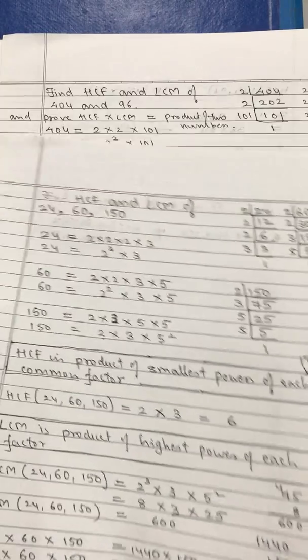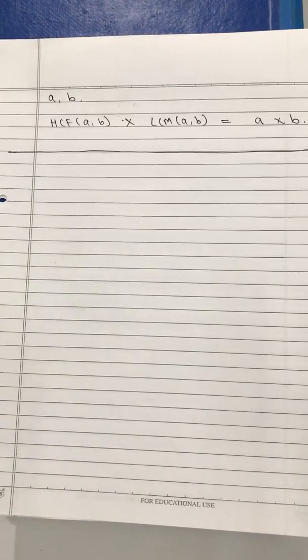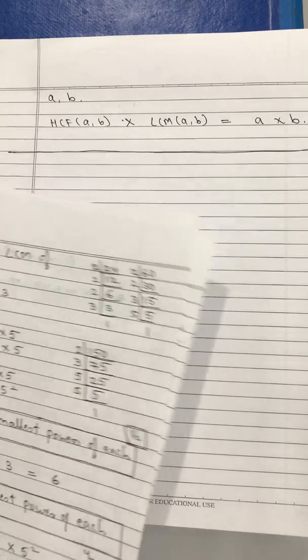Questions can be asked based on this, that find the HCF and LCM of two numbers and then prove that the product of two numbers is equal to the product of the HCF of two numbers and LCM of two numbers. Also they can give you three numbers or four numbers or more numbers, and ask you to find the HCF and LCM of the numbers, and then ask you to prove that the product of the three numbers is not equal to the HCF of three numbers into LCM of three numbers. This also they can ask you to prove, and that's what we have done now.